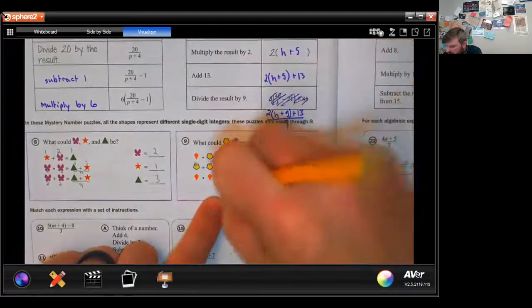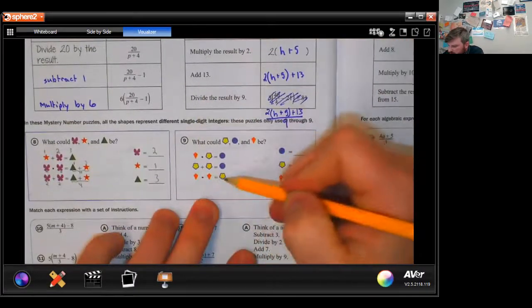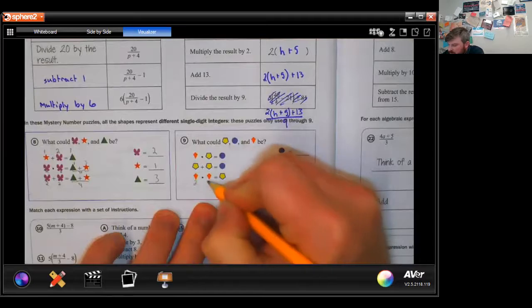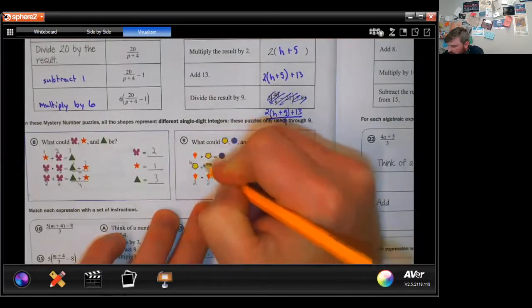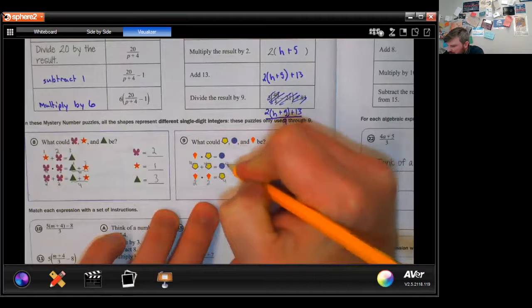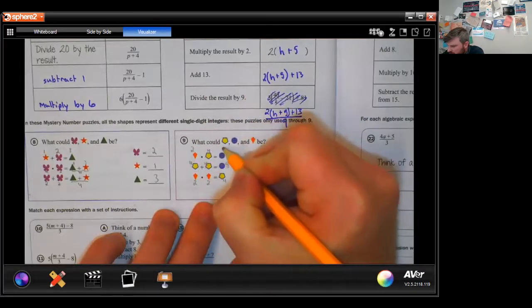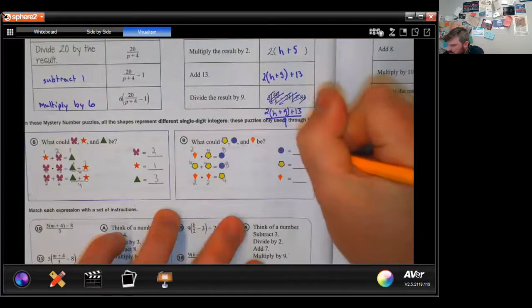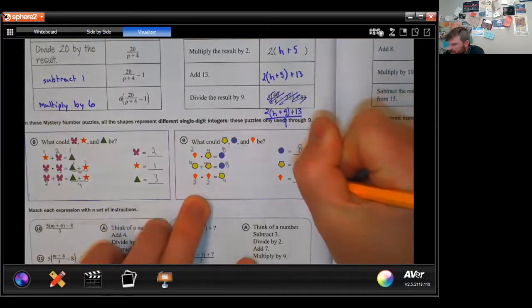Okay, so let's try these being 2s. So 2 times 2 is 4. 4 plus 4 is 8. And then 2 times 4 is also the 8. So circle is going to be your 8. Your pentagon is going to be a 4. Your kite is going to be a 2 for that one.